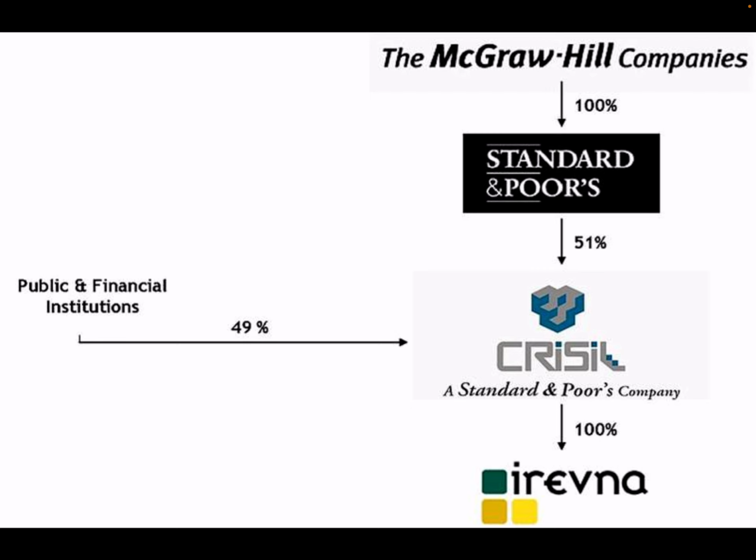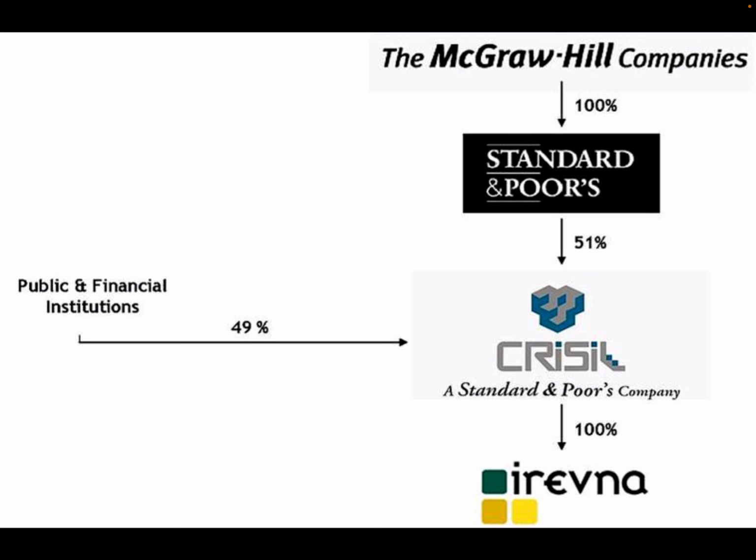itself is a 100% subsidiary of another company called McGraw-Hill Company. This means McGraw-Hill fully owns S&P, and S&P owns 51% of Crisil. Further, Crisil itself fully owns, with 100% shareholding, a company called Irvana.